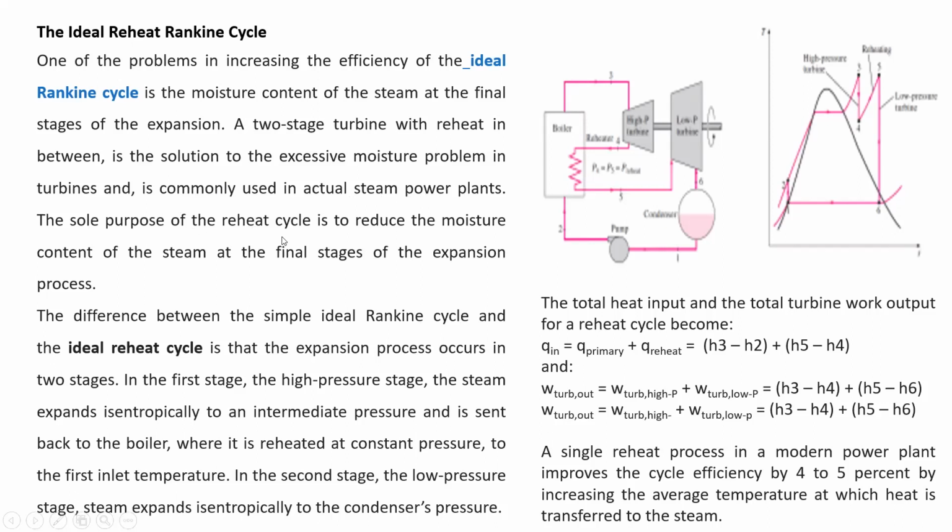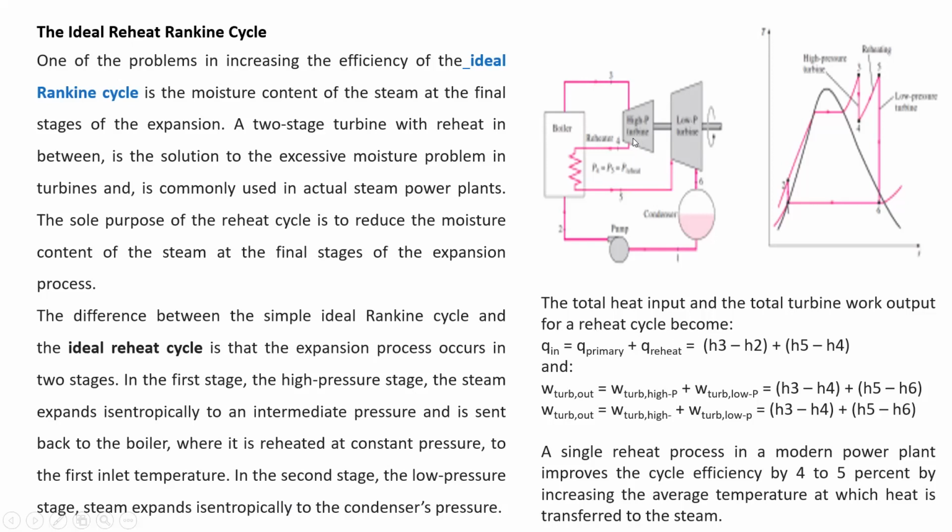The sole purpose of the reheat cycle is to reduce the moisture content of the steam at the final stages of the expansion process. The difference between the simple ideal Rankine cycle and the ideal reheat cycle is that expansion occurs in two stages. In the first stage, the high pressure stage, the steam expands isentropically to an intermediate pressure and is sent back to the boiler, where it is reheated at constant pressure to the initial temperature. In the second stage, the low pressure stage, steam expands isentropically to the condenser pressure.